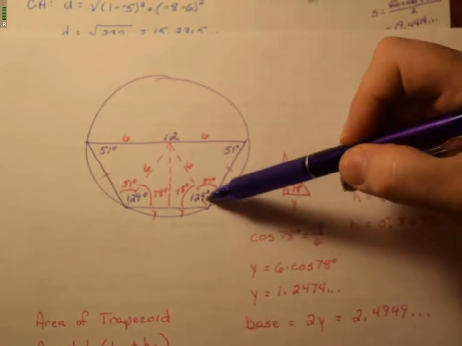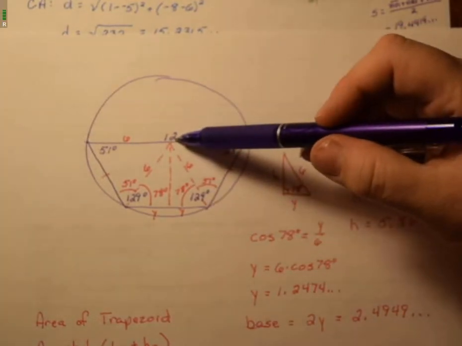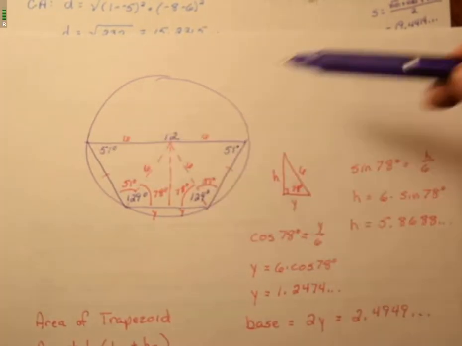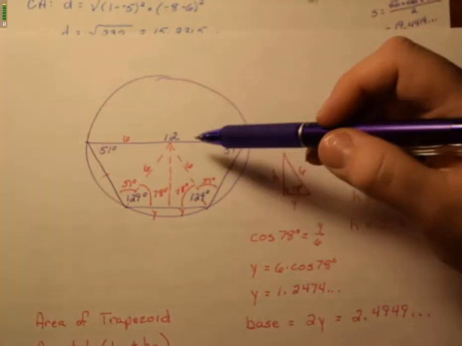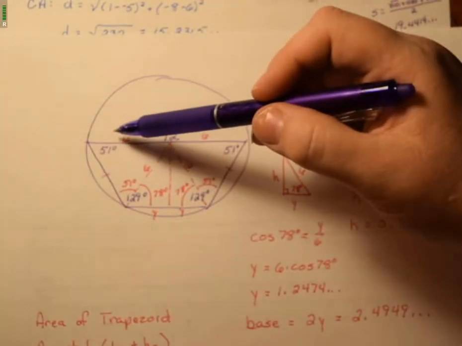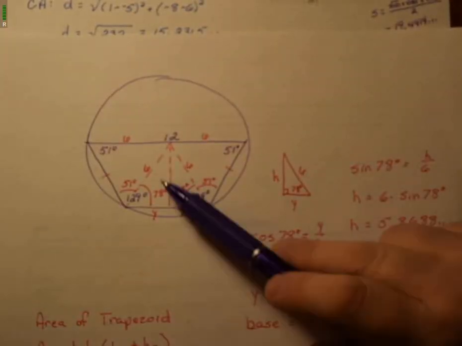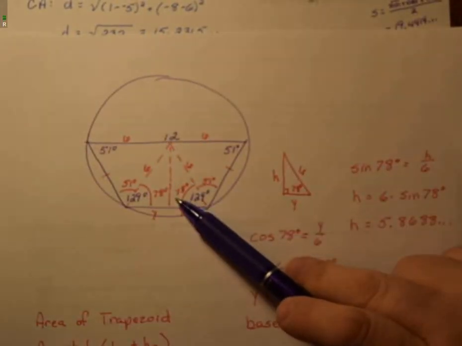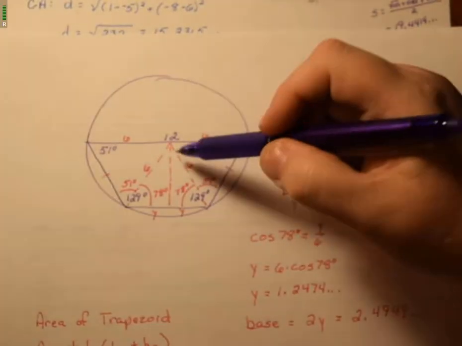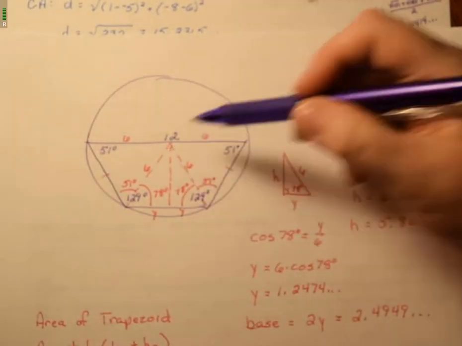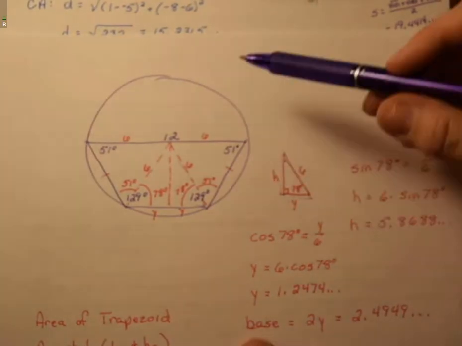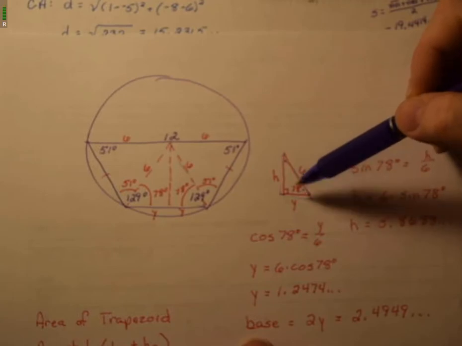This radius is half of 12, so it would be 6. Same thing with this radius and this one. What I want to do is draw the height, because in order to find the area of a trapezoid, I need to know the height and then the 2 bases. So I took this little triangle right here and drew it over here. But we need to know this angle.